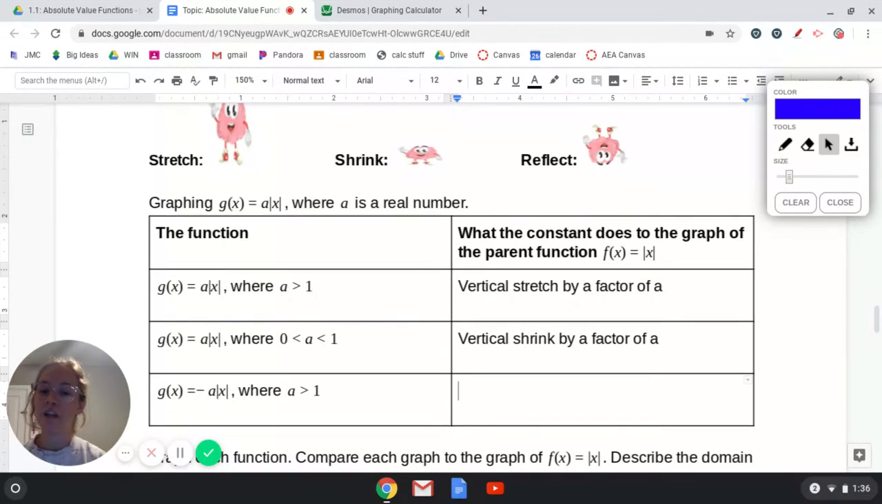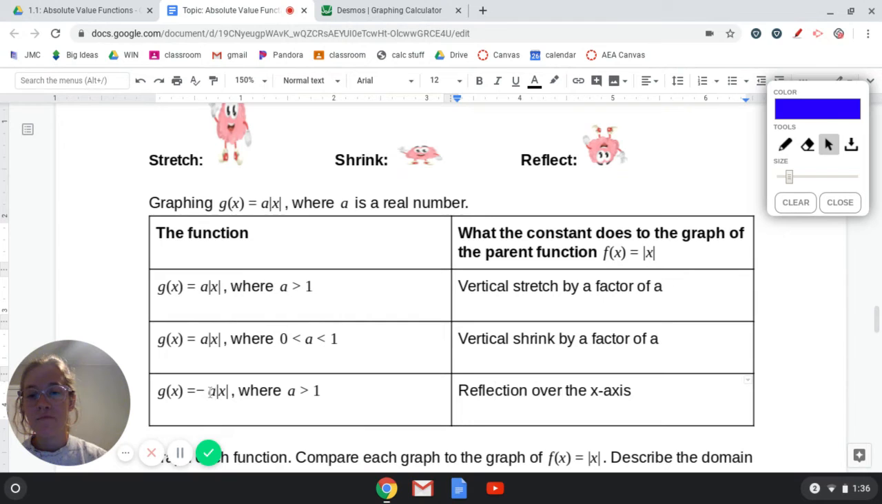Let me spell this right. Reflection over the x-axis. That's what that negative sign does. And if this A is like a -3, then that is a reflection and a vertical stretch. So 2 transformations. All right, let's take a look at a couple examples here.